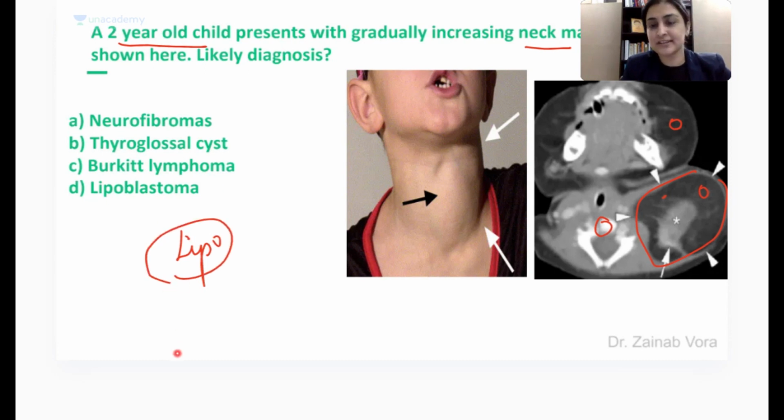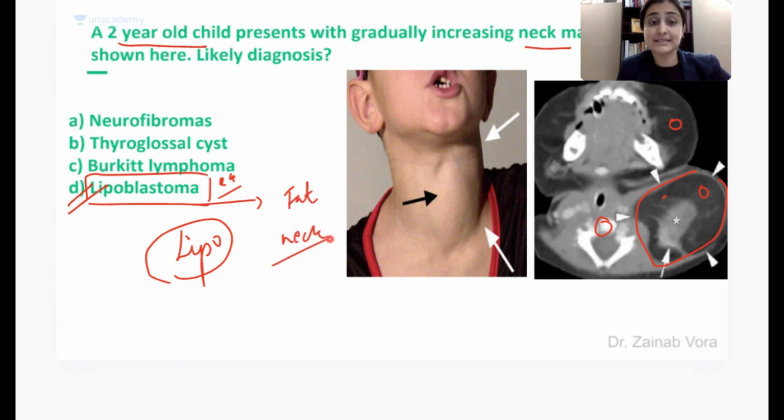This time there was no twist. It is lipoblastoma. It is lipoblastoma. So remember, this is a very important tumor. When you have a fat containing neck mass, and this lipoblastoma is seen in children only. This is seen in children.